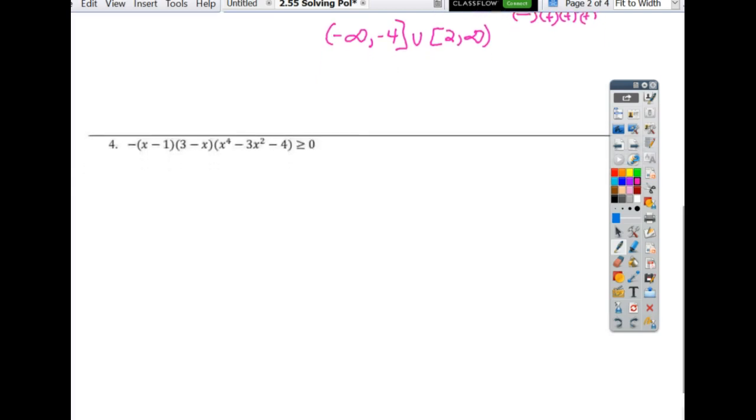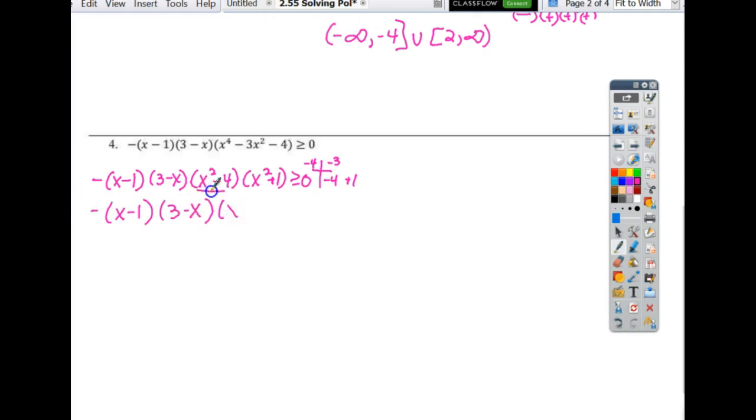Okay. Now the next one, you have to factor to start. So if we're going to factor this, I would get negative 4, negative 3, which is going to give me negative 4 and negative 1. Oh, this is plus. So I have negative. This factors.